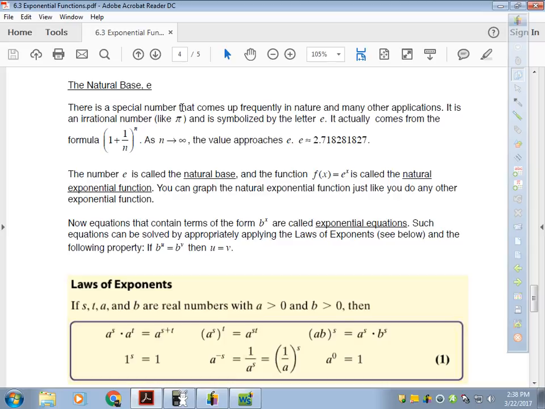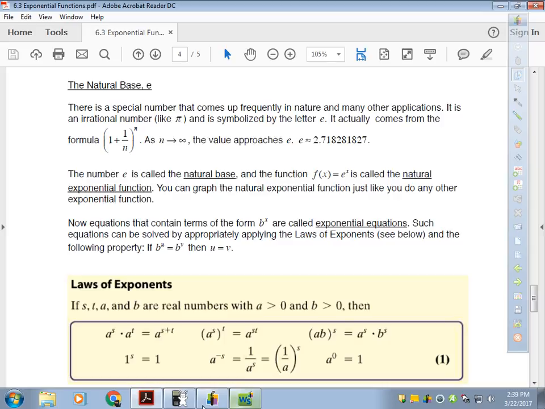Remember, irrational numbers are numbers like pi. They have decimals that go on forever without end. They do not repeat, and they just keep going forever. Yeah, e is kind of that way. e is approximately 2.718281827. There's even more decimals after that, I just stopped after this point.